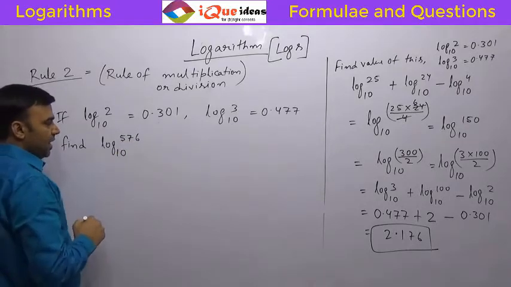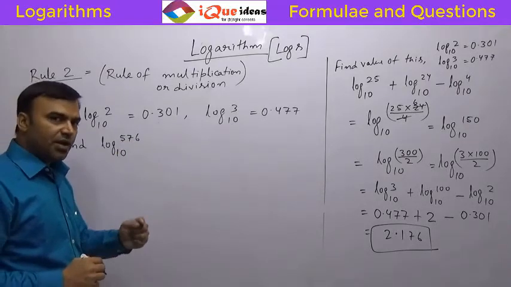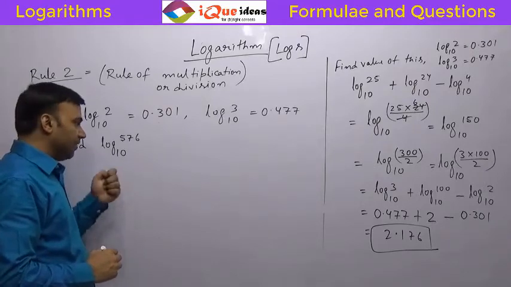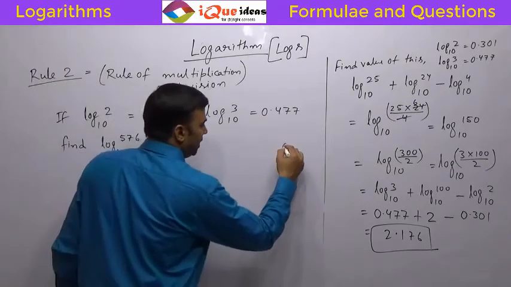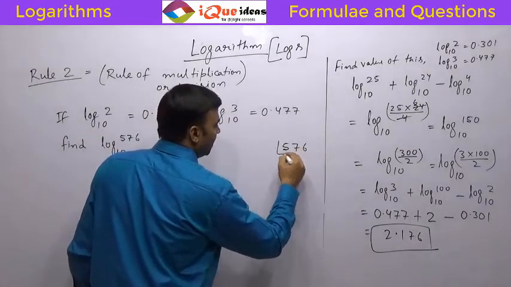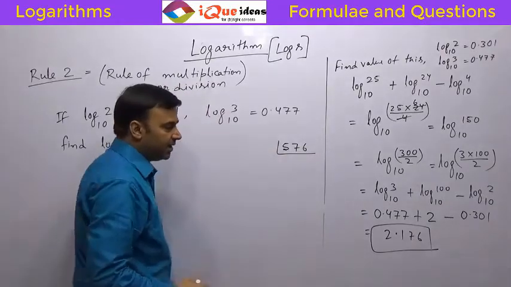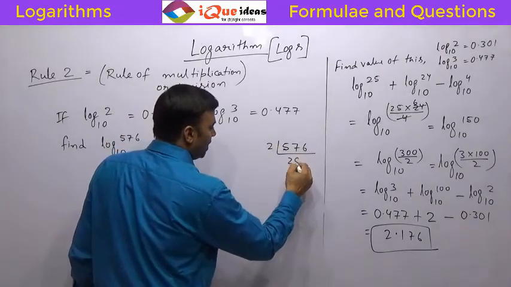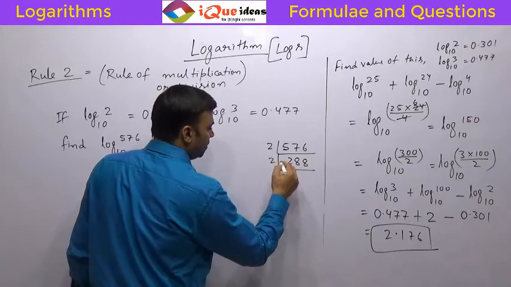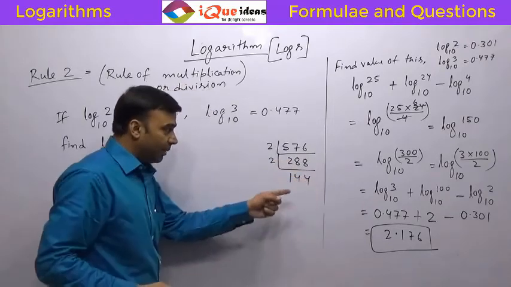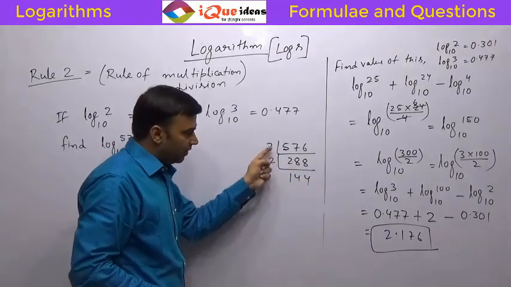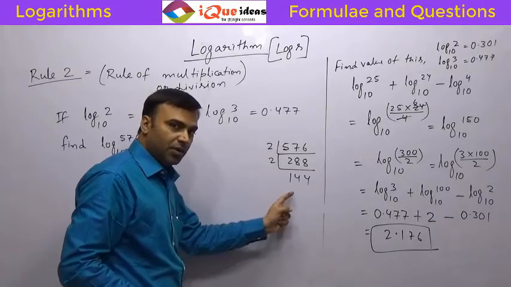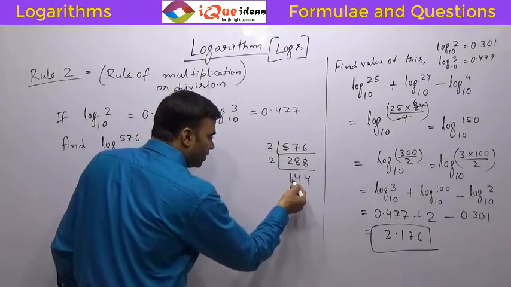Let's see. Now we know that 576 is the square of 24. Now if you remember the square, well and good. If you don't, then you can factorize. Let's say 576. If you remember the method of factorization, divide by 2, it will give you 288. Then again divide by 2, it will give you 144. At the same time, if you remember the table of 4, you could have directly divided by 4 to get 144. Now 144 is 12 square.